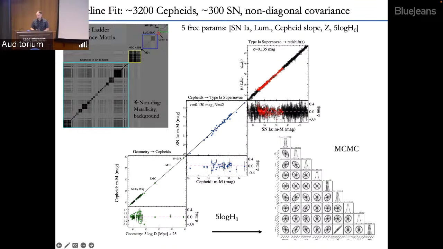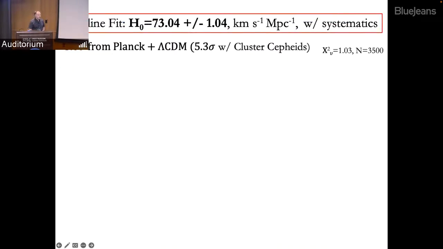between the different parameters. I hope this isn't too disturbing to anybody, but we don't get the same value as Planck. We get 73 plus or minus 1. That includes systematic uncertainties. You may have heard this before. And this is 5 sigma from Planck. Or if we include the latest cluster data from Gaia, it's more like 5.3 sigma.